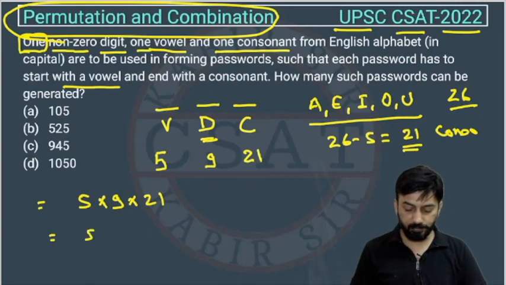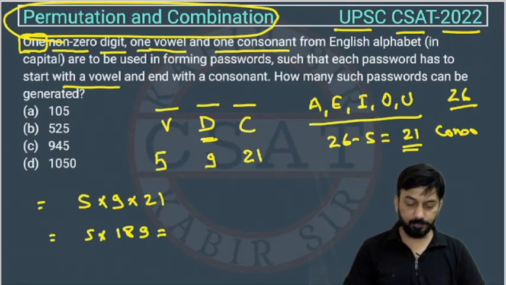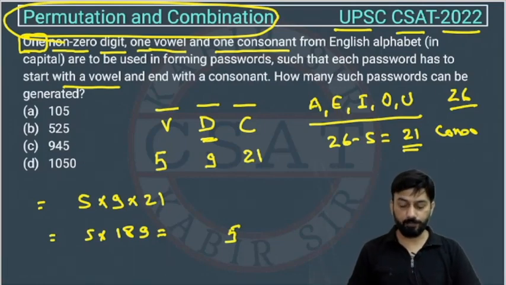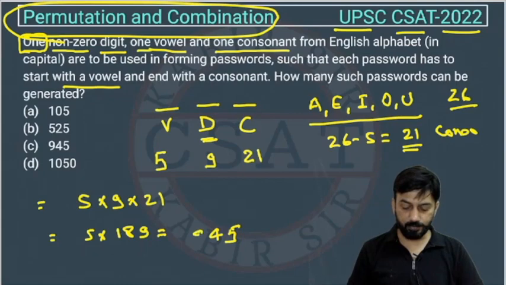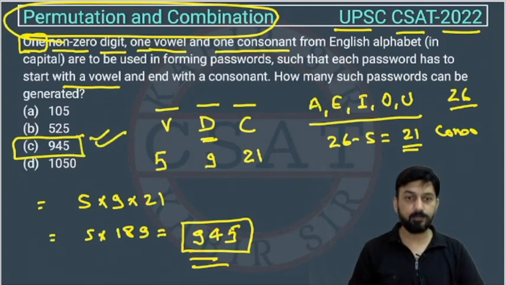This will be 5 into 189, right? You will multiply it. So 5 9s are 45. 5 8s are 40 plus 4, 44. 5 into 1 is 5 plus 4, so this is 9. So total passwords that can be generated are 945. So the answer is option C. So this is the answer, right?